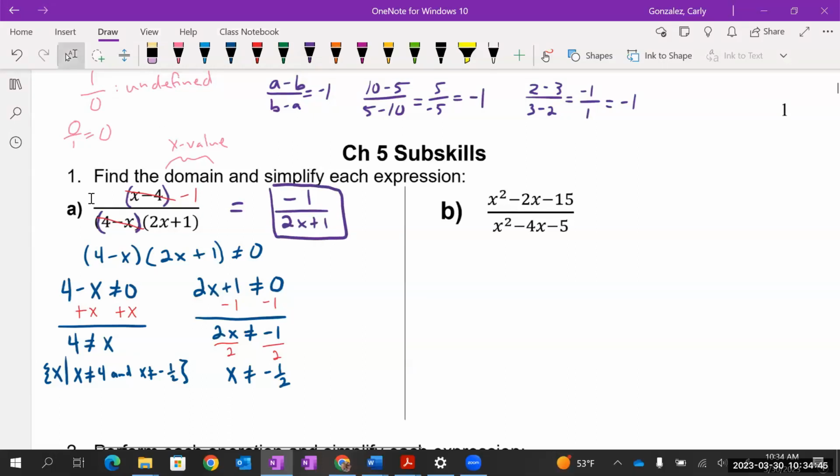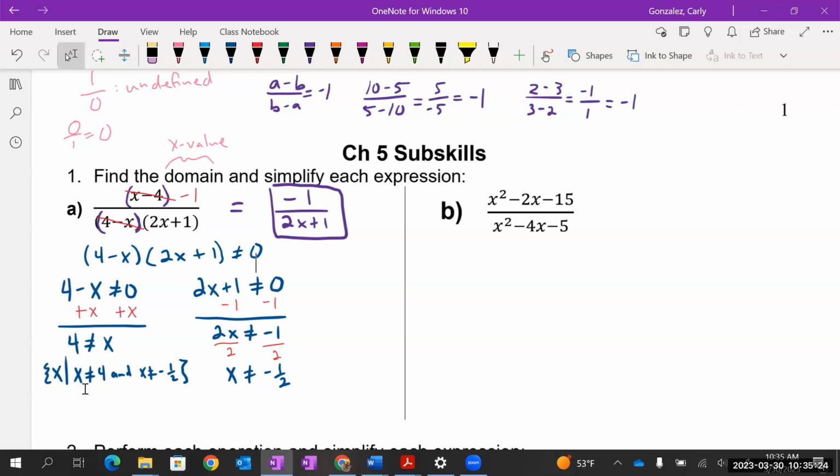And notice that x being 4 is not a problem for the simplified expression. However, for the original expression, x cannot equal 4. So the only time these are equal is when x is not 4 or negative 1/2. So our simplified expression is this right here, the negative 1 in the numerator and 2x plus 1 in the denominator. And our domain is all x values such that x cannot equal 4 and x cannot equal negative 1/2.